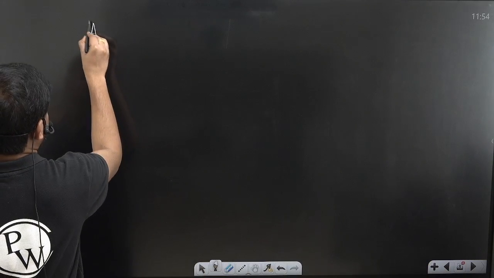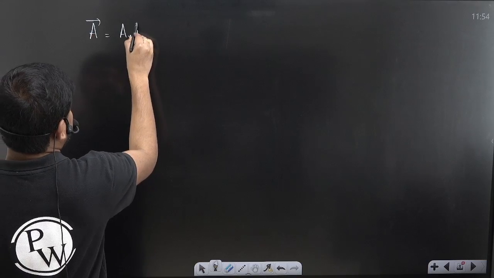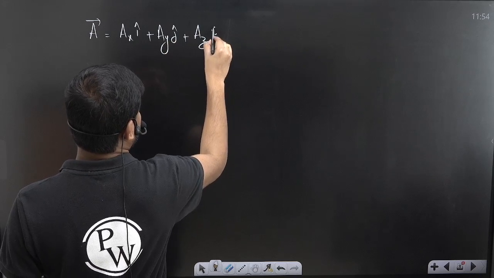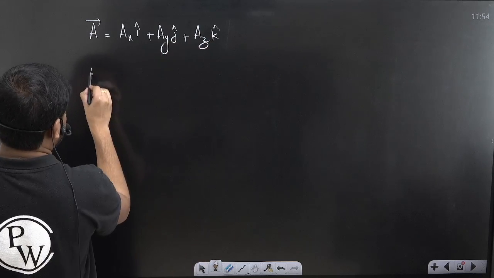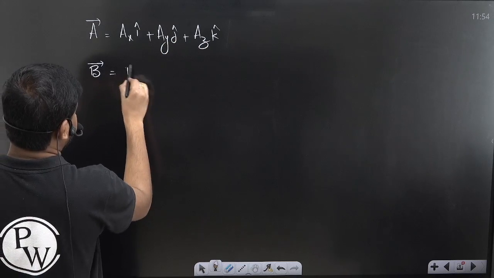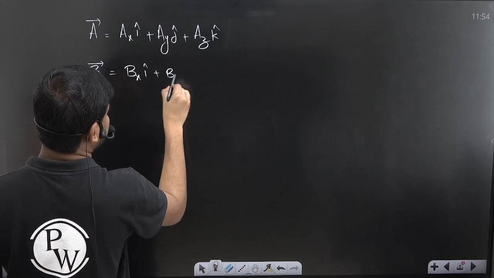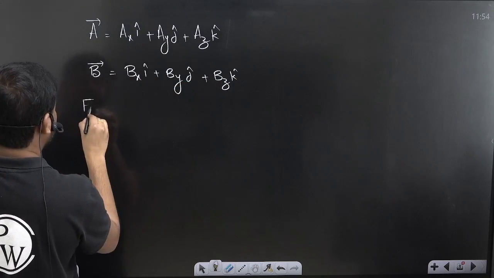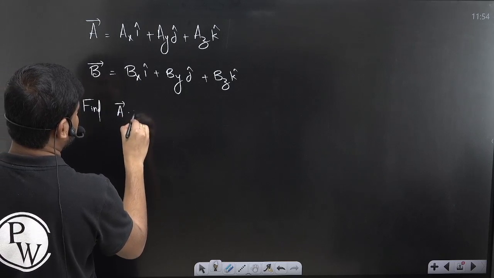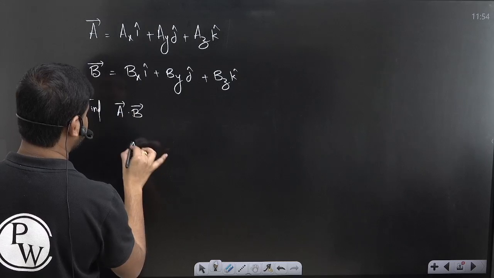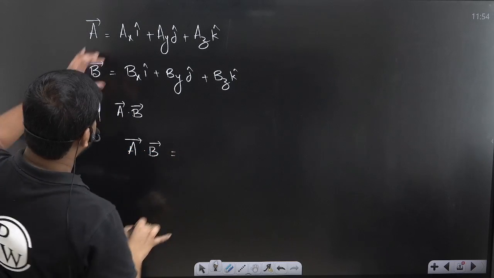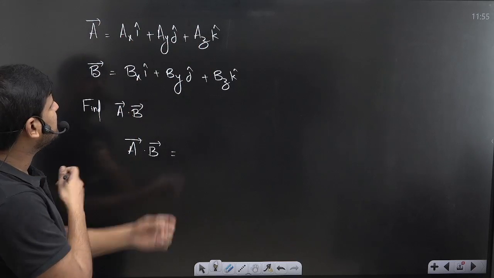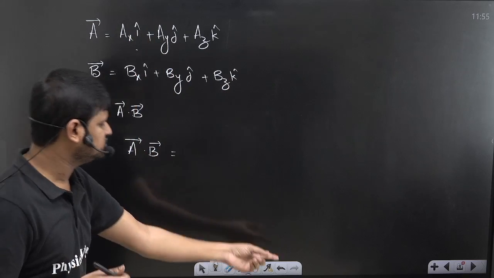See here. Let's suppose there is a vector A which has ax i cap plus ay j cap and az k cap. So this is a vector A in 3-dimensional space. And let's consider one more vector, which is bx i cap plus by j cap plus bz k cap. Then if they ask you to find A dot B, simply what you can do is multiply the respective i caps, the respective j caps, and the respective k caps, because the remaining terms are i dot j = 0 and i dot k = 0, so those terms will become 0.